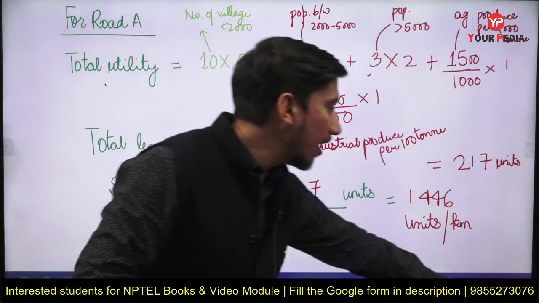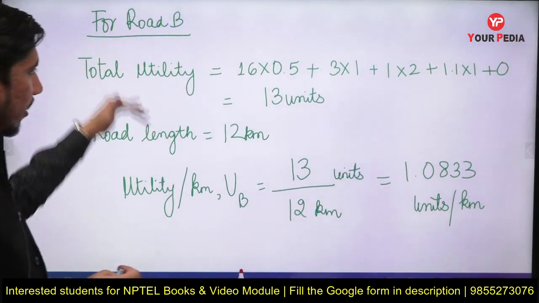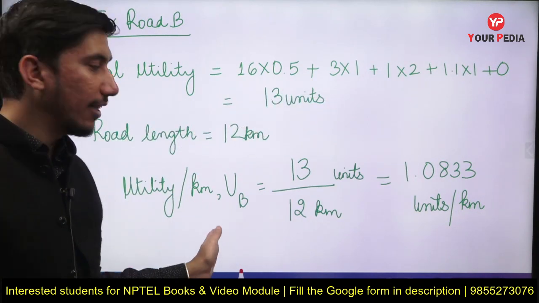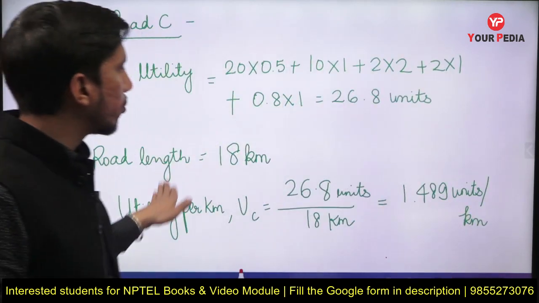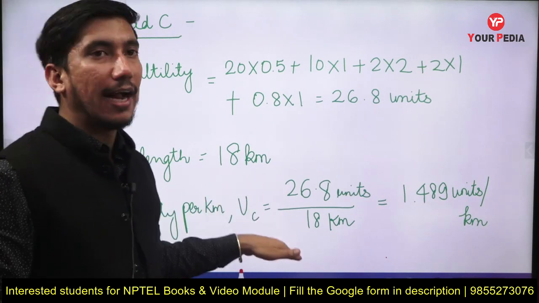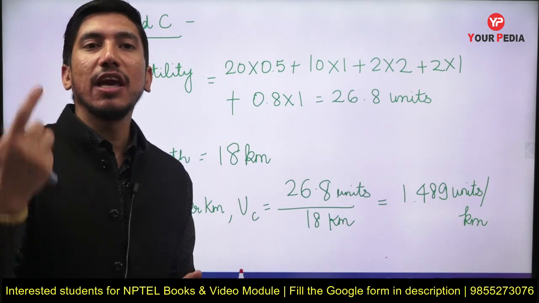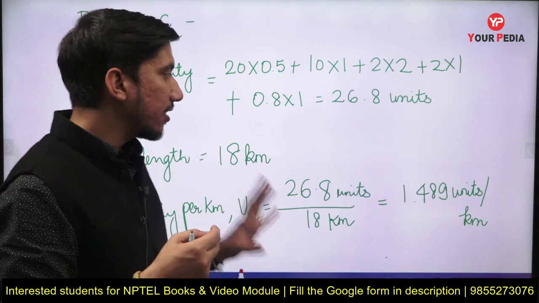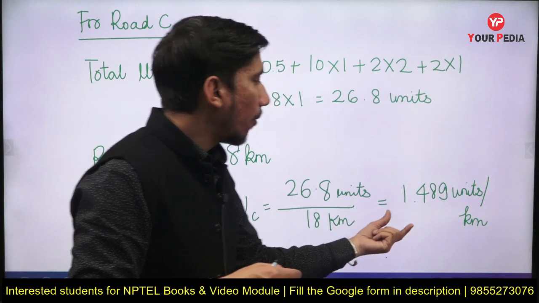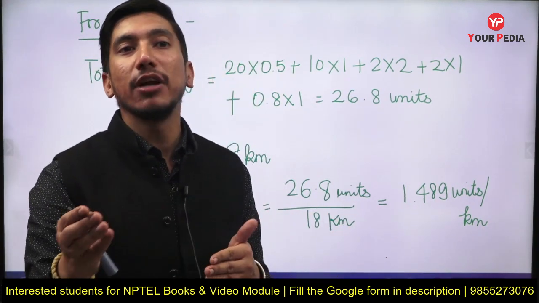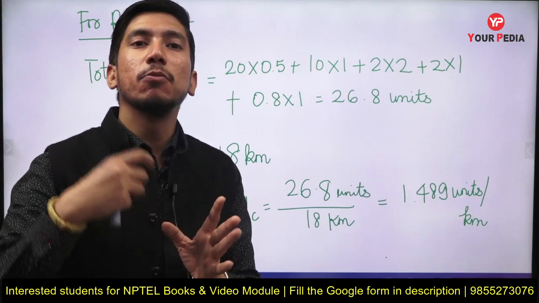Similarly, we will find the utility for road B, where I just multiplied and found the total utility, then found the utility per unit length, and for road C also I find the total utility and divide by its route length, I get the utility per kilometer. In this way we have found the utility per kilometer, and we can see that the utility per unit length for the road C is maximum, it is 1.489. So this road will be prioritized.